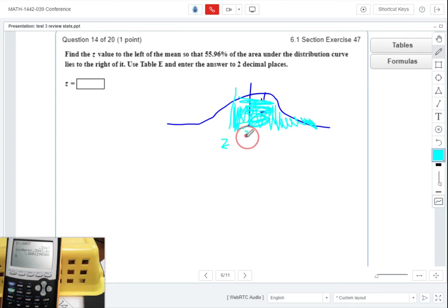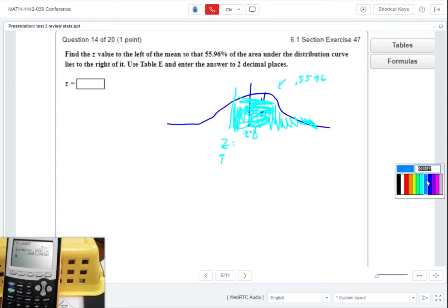So we know this is a z-value of 0. We know our answer is going to be negative because the z-value is to the left of 0. So we know now the area that we're shading in is 55.96%. To put that in decimal form, this is what your area would be.